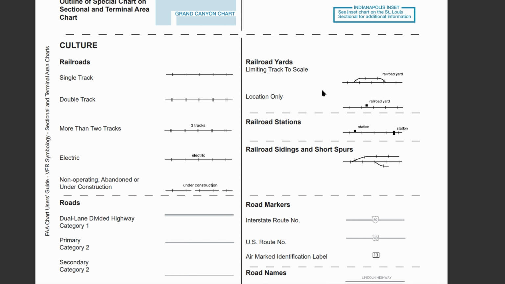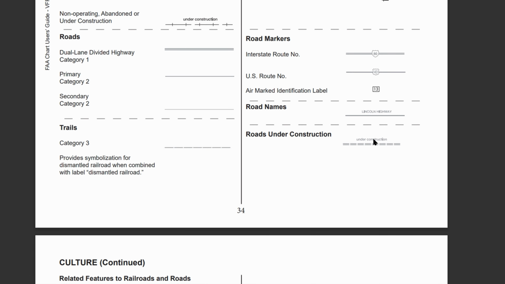Let's look at railroad yards. A railroad yard could be like a whole blocked off part like this that's on top of the single track. You have location only, so if it's just a dot like this, you have actual stations, which are going to be little blocked out parts like this. You have sidings and short spurs, so if you have the railroad that goes off to the side, it'll look like this. So that's railroads.